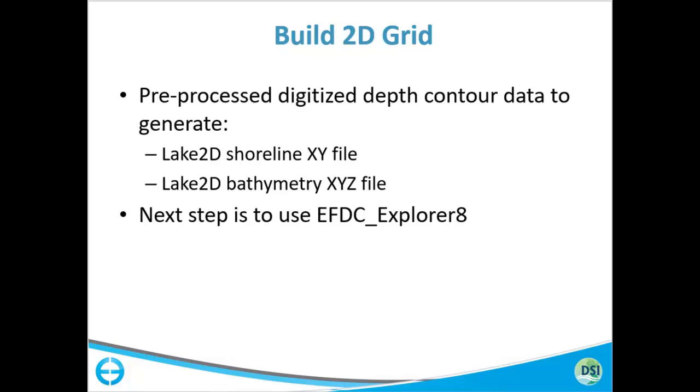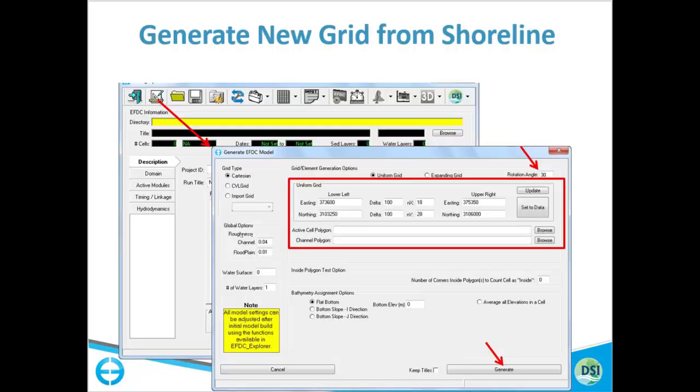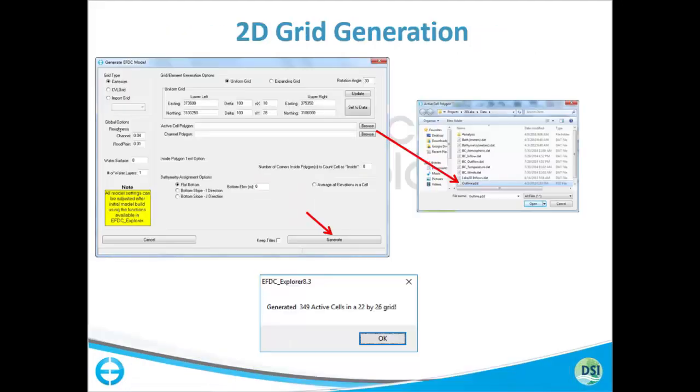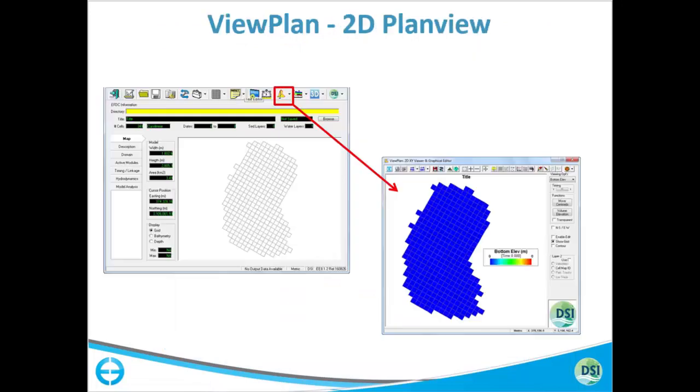So we'll be building a 2D grid. We'll be using a shoreline file and a bathymetry file, and then assign bathymetry. Next, in EFDC Explorer 8.3, this is 8.0, we'll use the same button to create a new grid. This time we'll use a different function. We'll bring in a polygon so we can clip whatever we don't need. It will be more clear when you go through this. Then we'll bring in bathymetry.